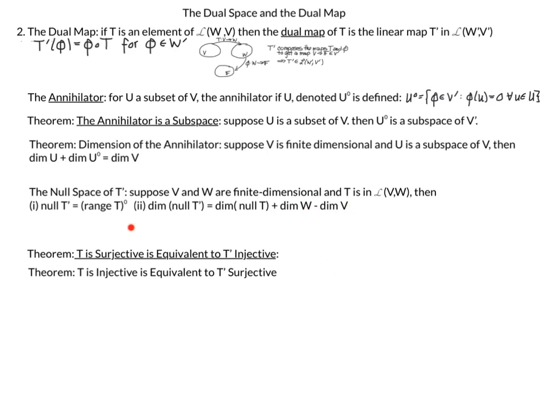And then finally, we have these last two theorems. T is surjective is equivalent to the dual map being injective, and this theorem, T is injective, is equivalent to the dual map being surjective.